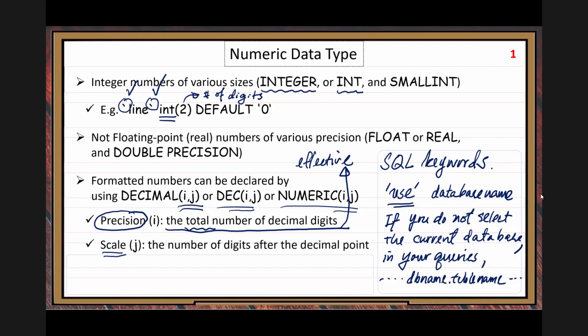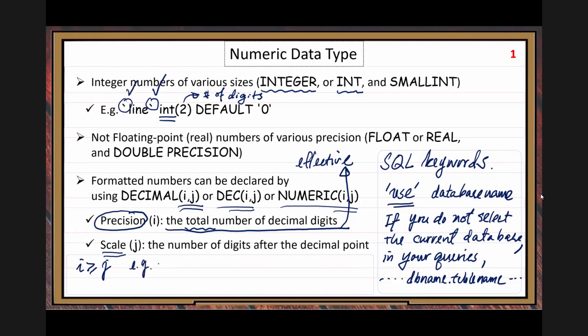But for i and j, i is the total number of digits before and after the decimal point, so it includes the j part. So by this definition, i is always greater than or equal to j. Because you may have a certain number of digits before the decimal point. If there is no digit before the decimal point, then i and j are the same. All right. For example, let me give you an example.